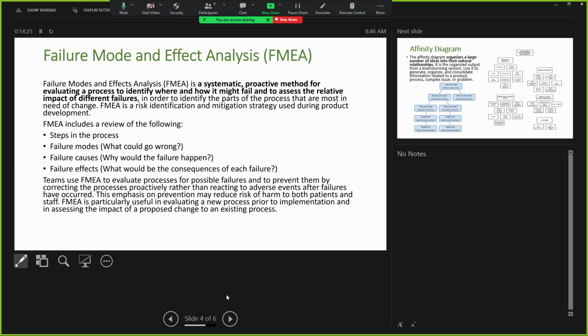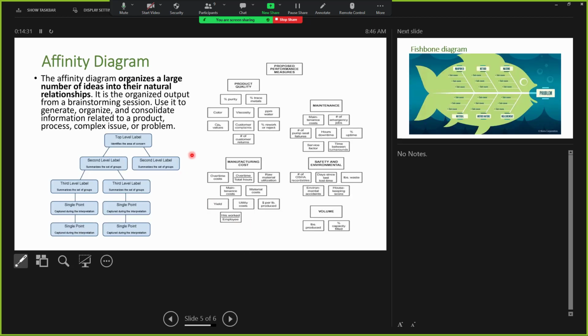Okay, the next one is the affinity diagram. The affinity diagram organizes a large number of ideas into their natural relationships. For example, the project is a huge, massive project working on different levels, with different teams working together to achieve one project. So it's a kind of brainstorming session that needs to be conducted and organized, where there is no small limit on the number of people coming in.